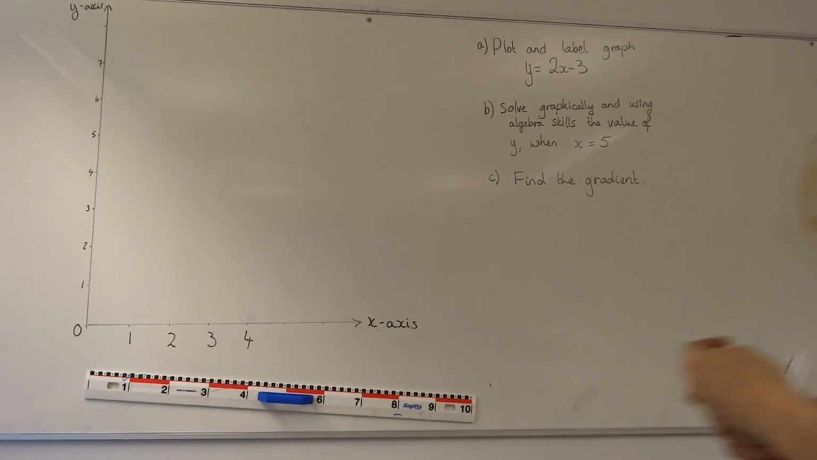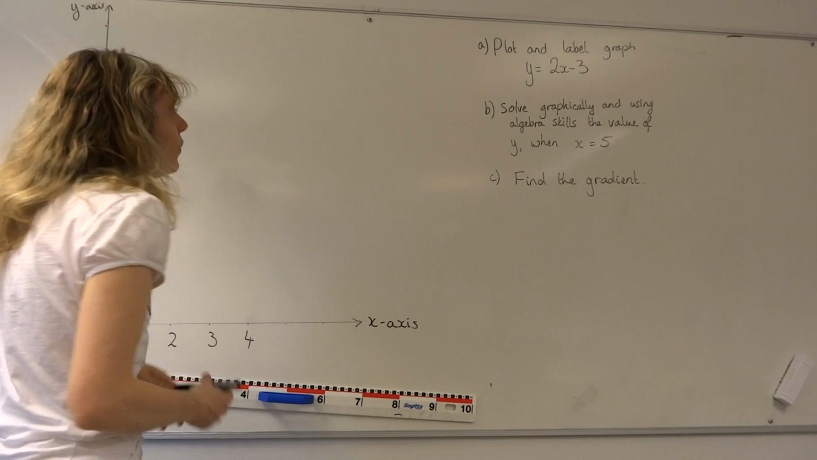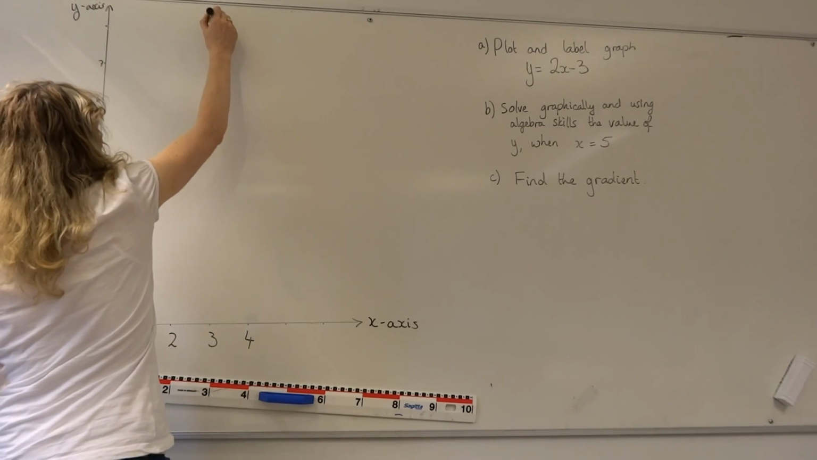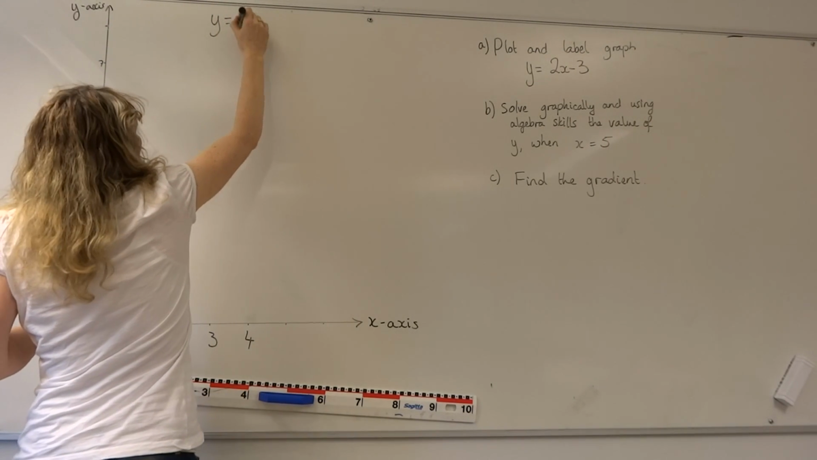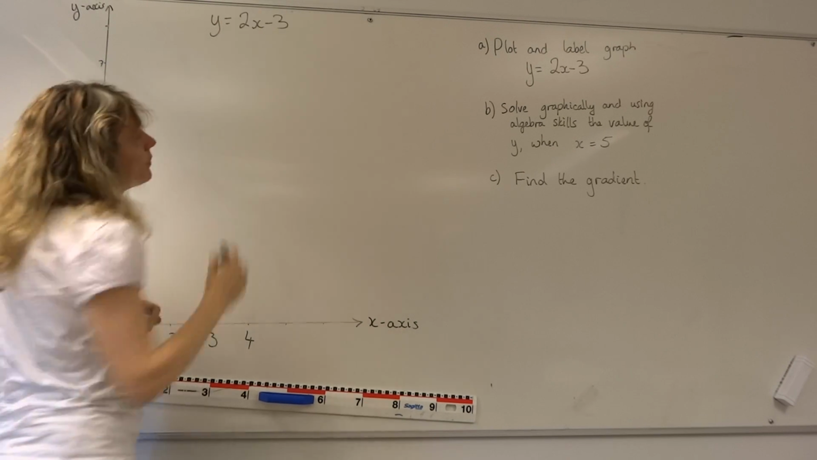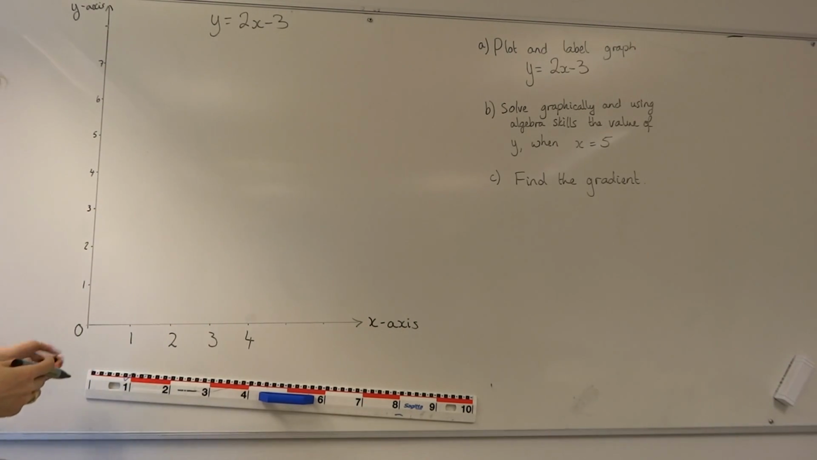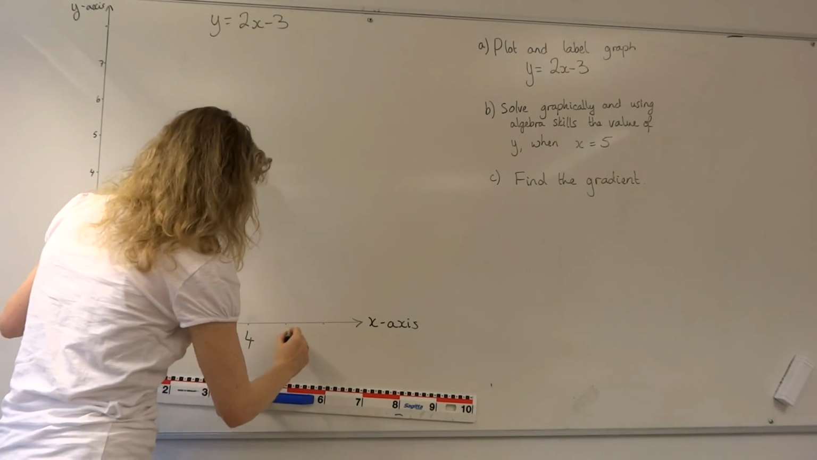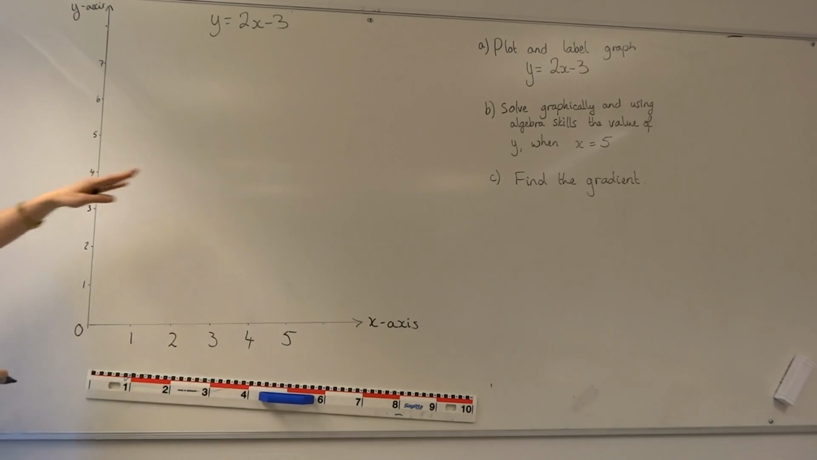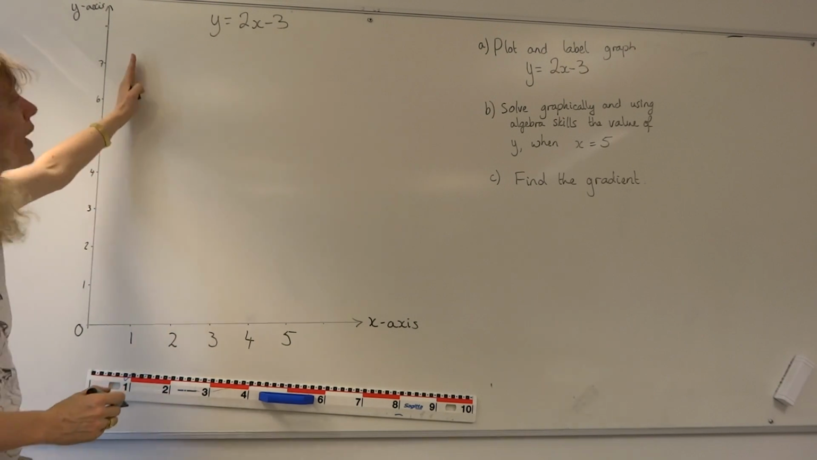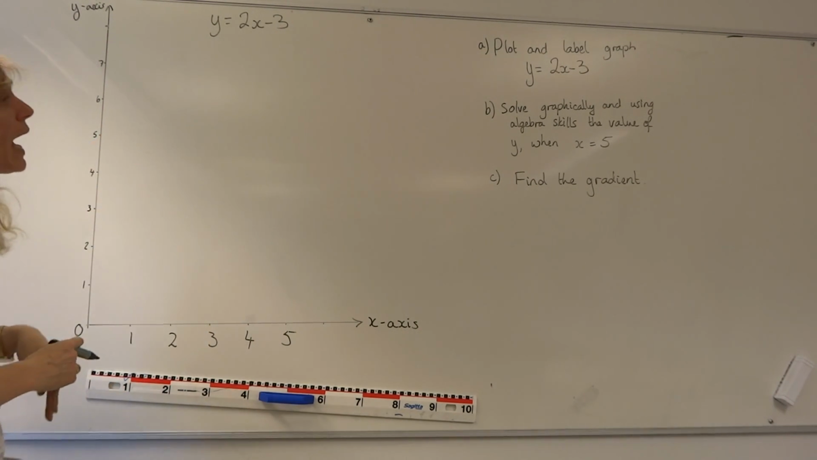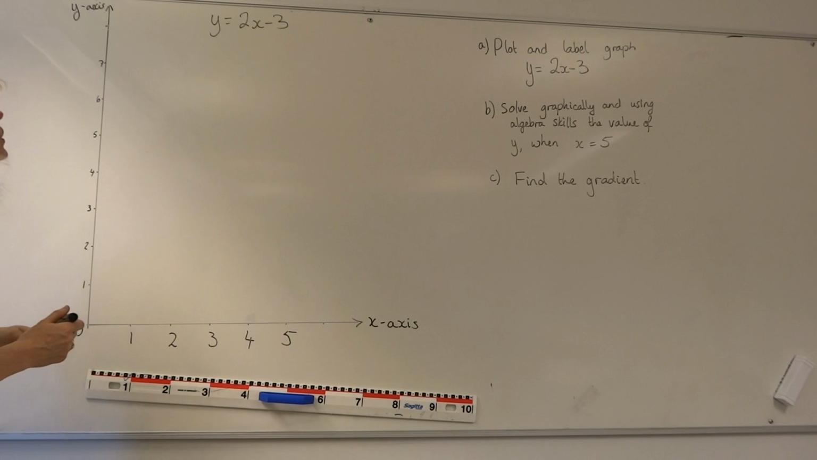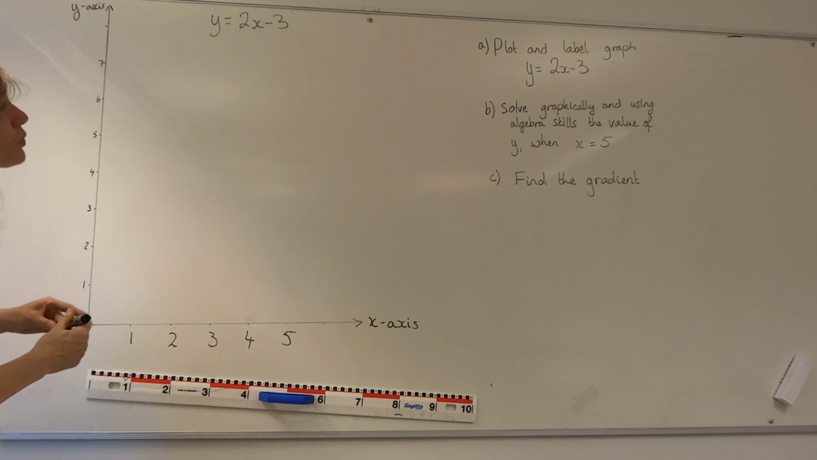Right, and here we have the last of these three questions. We're going to plot and label the graph of y equals 2x minus 3. We're going to solve, using the graph and also using our algebra skills, what the value of y is when x equals 5, and we're going to find the gradient. So that's what we'll do.